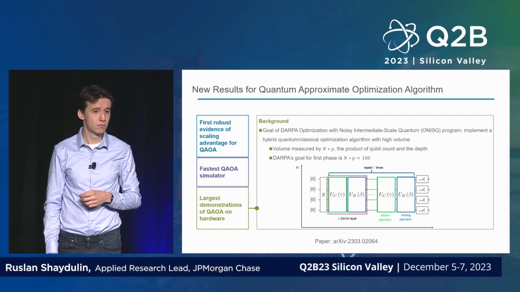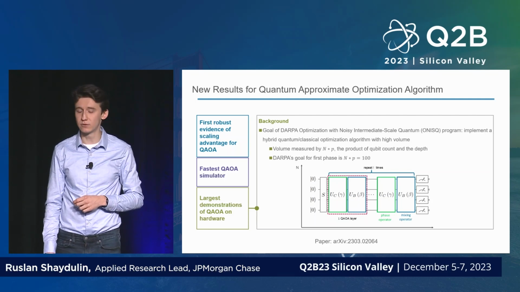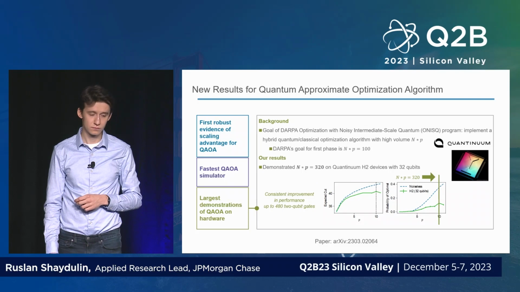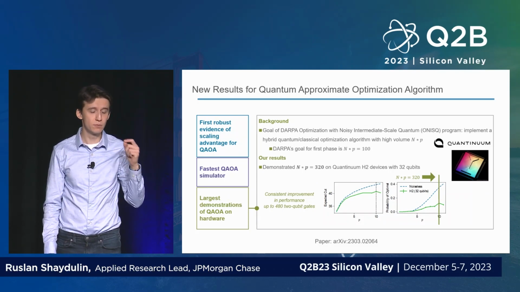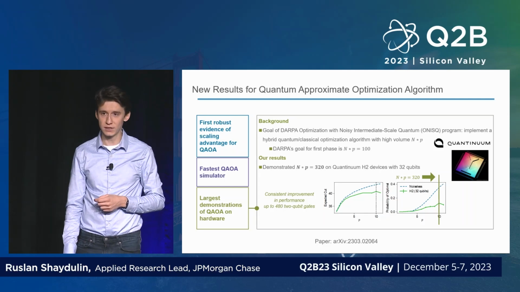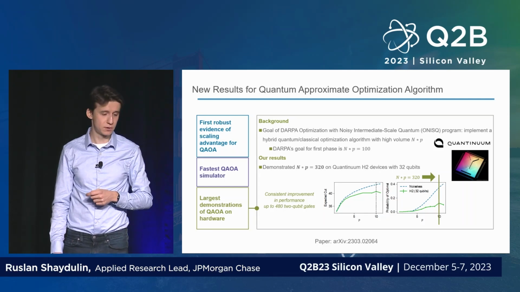DARPA's goal for the first stage of the program was n times p equals 100. We were able to run n times p equals 320 on the Quantinuum H2 device with 32 qubits. Now let me dwell on this number a little bit.